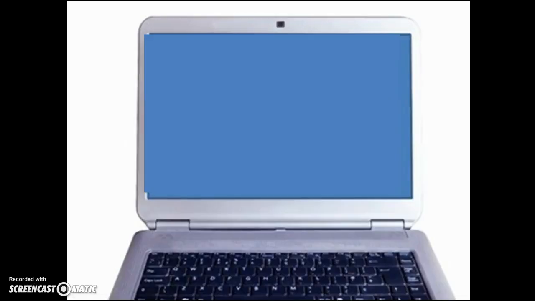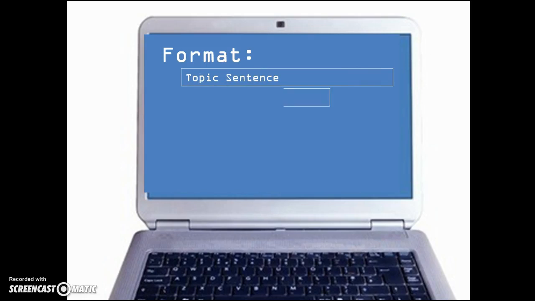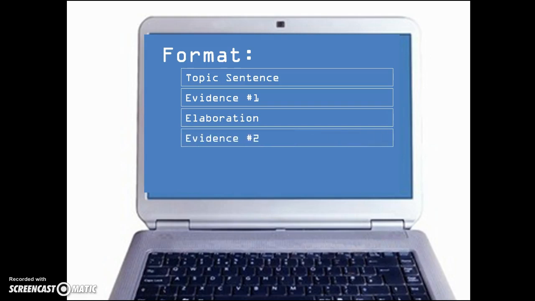Now, very much like your last body paragraph and the one before that one, you will have the following format: a topic sentence, a piece of evidence, followed by elaboration, a second piece of evidence, followed by further elaboration, and a wrap-up sentence.